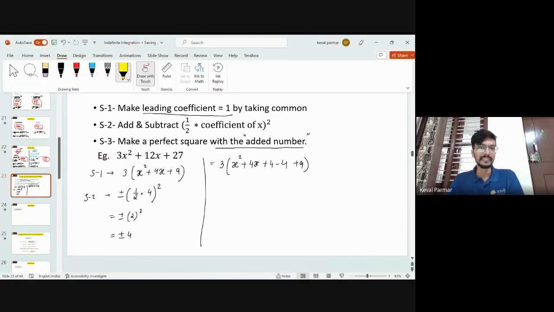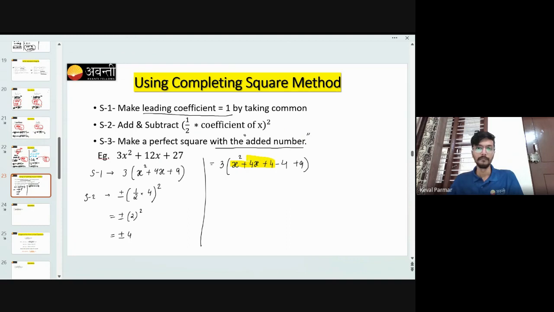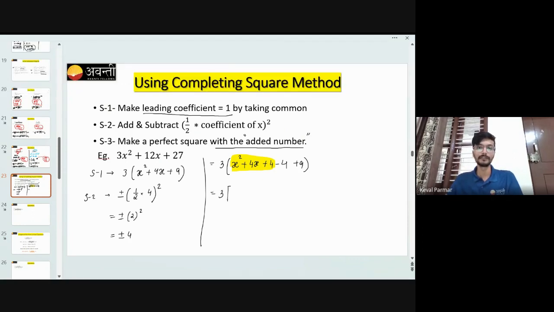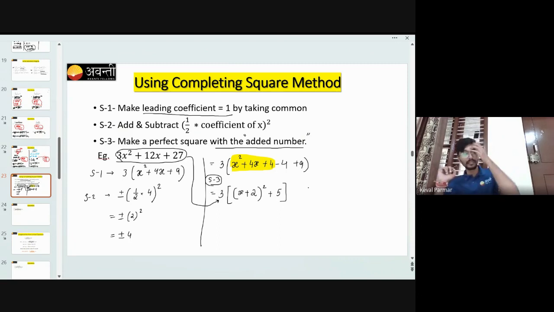So now you can see these 3 terms will make a perfect square according to step number 3. And you can see what the perfect square is. It is x plus 2, the whole square. This is step number 3. 9 minus 4 is 5. So we'll get plus 5. So in this way, I can write this equation in this form by using the completing square method. Now let us see how this method is useful for us in integration.